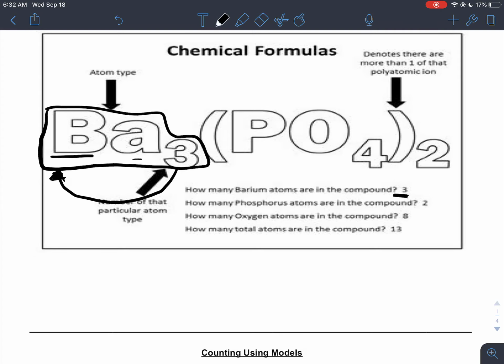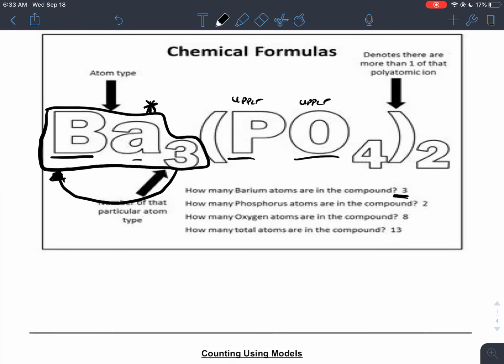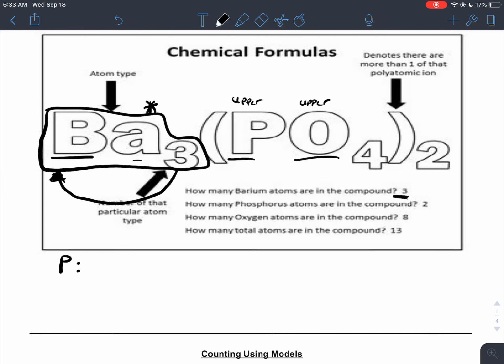Now we get to the trickier part. We need to figure out how many phosphorus atoms there are and how many oxygen atoms there are. I know that these are different because they are both uppercase. It's not one element called PO. It's 2 elements, P and O. It's different than this where we had lowercase a. All right? So we need to figure out how many P's there are. This is where it gets a little trickier. I'm going to show us the math. I want you to work it out. P has that hidden 1 subscript. If there's nothing there, it's got a subscript of 1.